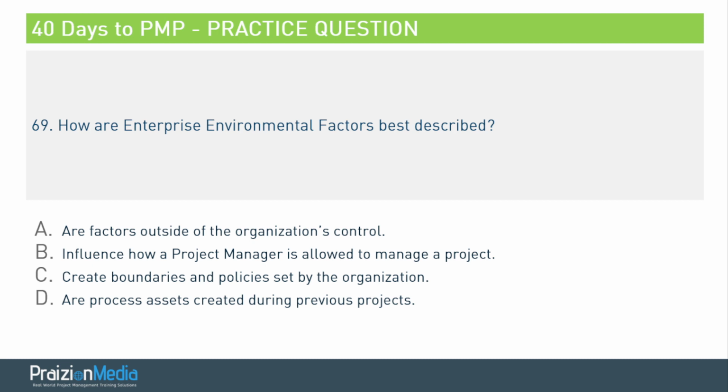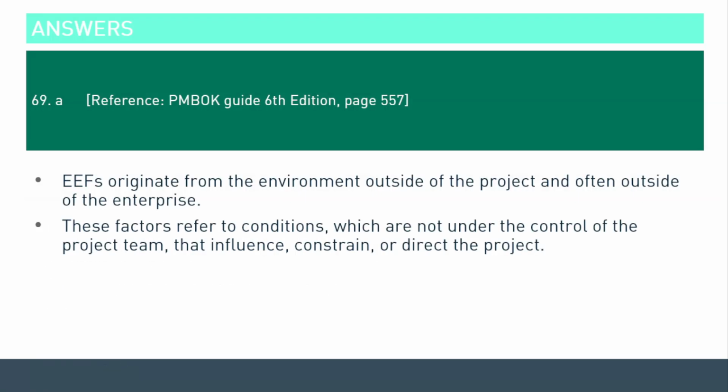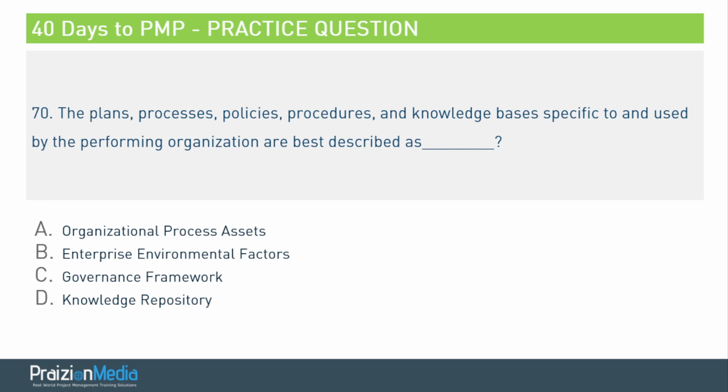All right, so I hope you found that question to be eye-opening. Again, it's just good project management information. You can see here, direct cutout from the PMBOK guide says, these factors refer to conditions which are not under the control of the project team that influence, constrain, or direct the project. So let's take a look at number 70.